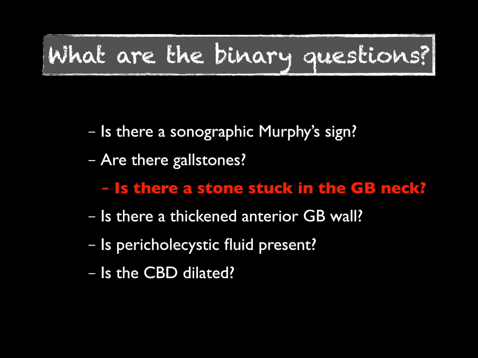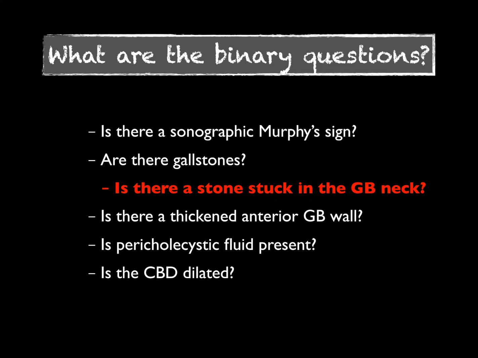Is there a sonographic Murphy sign? What this means is that when you image the gallbladder and you get over that gallbladder fundus, you apply pressure with the probe at that spot, and that should be their point of maximal pain. Are there gallstones present? If they have a sonographic Murphy's and there's gallstones present, it has a high sensitivity for cholecystitis. It is not very specific, but it does have a high sensitivity.